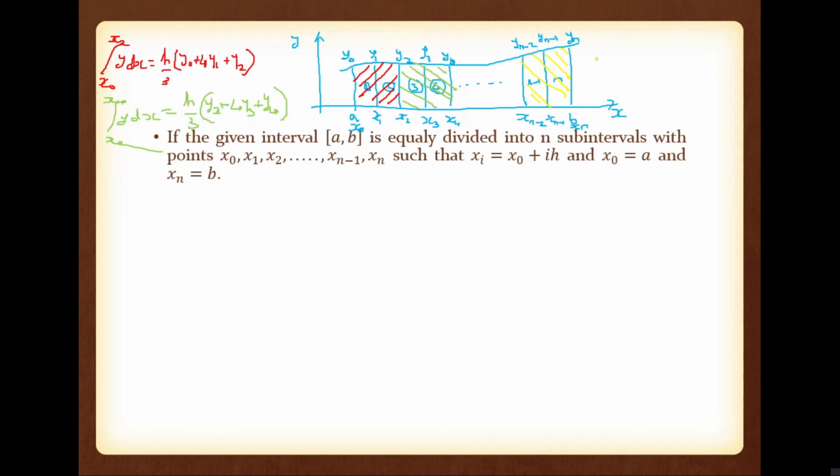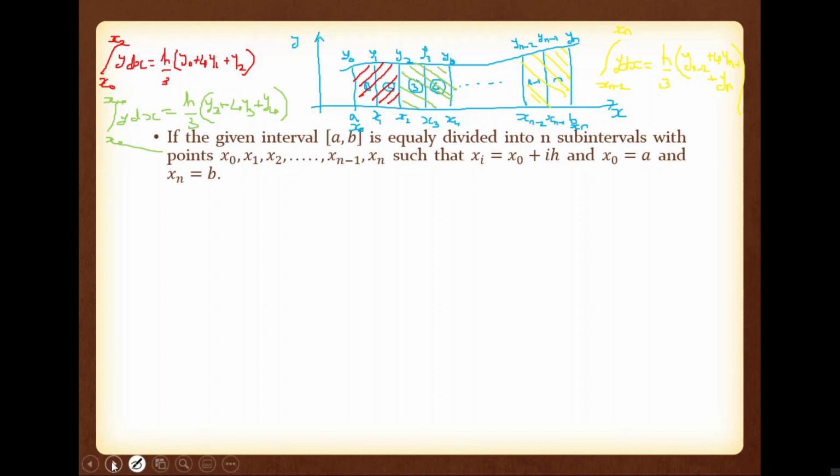So with this combination, we can write the last one as integral xn minus 2 to xn y dx, that is equal to again h by 3 into yn minus 2 plus 4yn minus 1 plus yn. So this is the last integral, the last region.